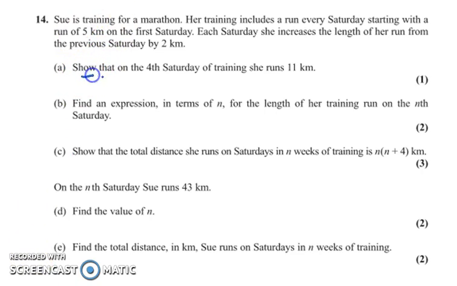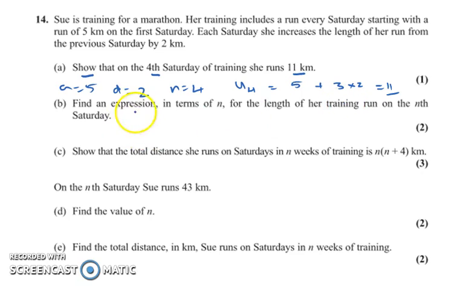It's a lovely show that the fourth Sunday she runs 11 kilometres. So we know that A is 5 from the question. We know that D is 2 from the question. We know that N is 4, and we just need to prove that the fourth term is 11. So we've got A, add N minus 1, that's 3 times 2, and that is 11.